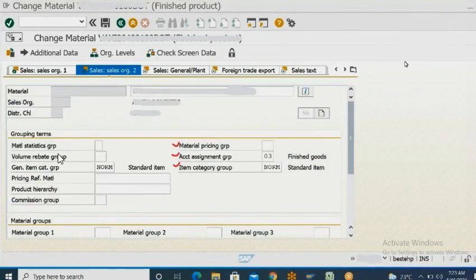Next, material statistics group. This field controls whether to update material sales data into LIS reports or not. Here LIS means Logistics Information System. It is a management reporting tool.